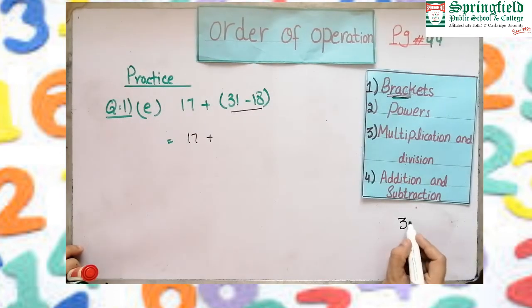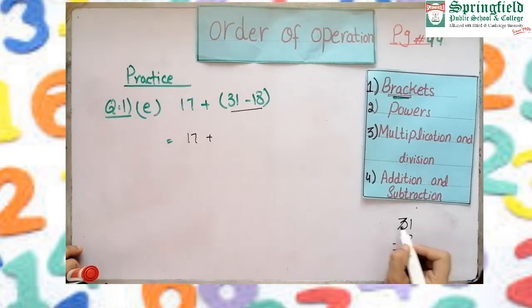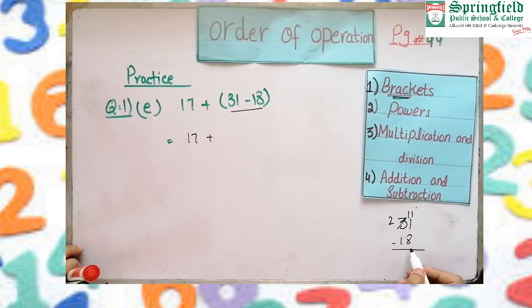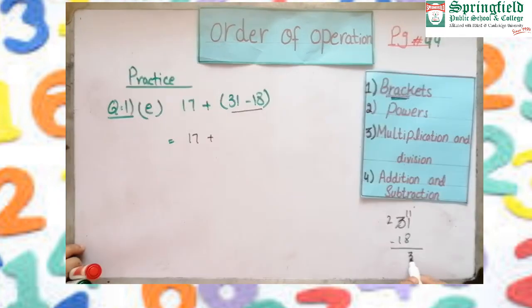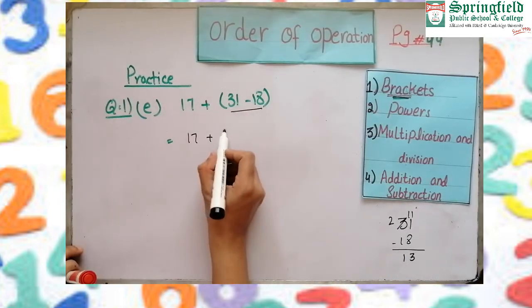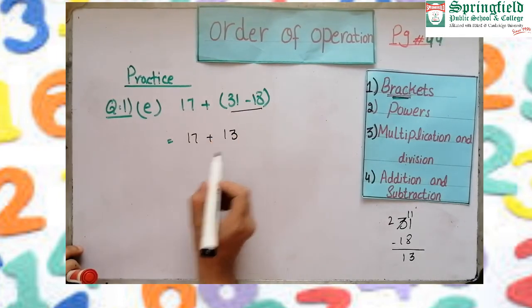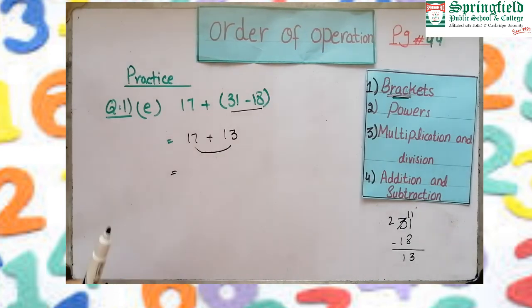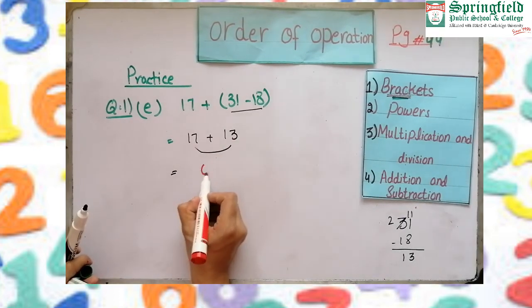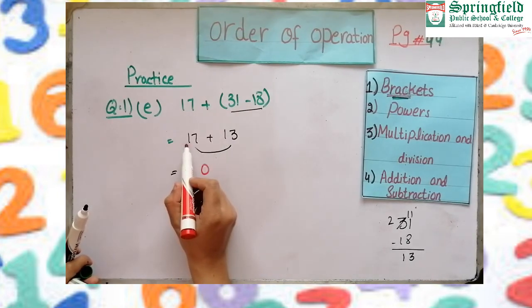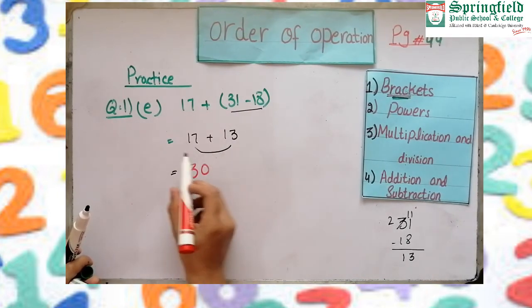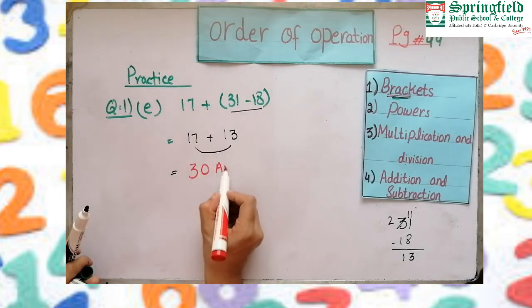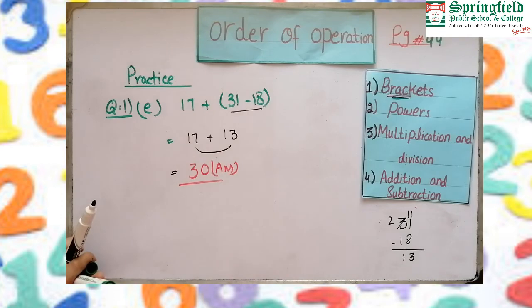What will be the answer? 31 minus 18. So 8 cannot subtract from 1. So we will carry from here 2, 11, 11 minus 8, 9, 10, 11, 3, 2 minus 1, 1. So when we subtract 18 from 31, we will get 13. Okay, in the next step we will do additions. 7 plus 3, 10. 1 carry, 1 plus 1, 2 and 1, 3. So when we add 13 in 17, we will get 30. And 30 is your final answer. Understood, beta? Okay.